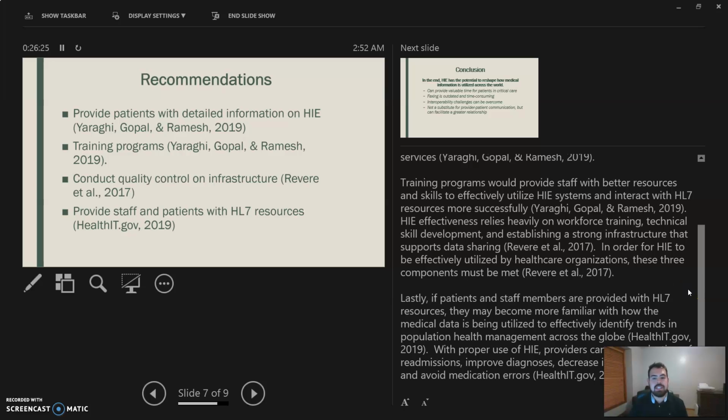Lastly, if patients and staff members are provided with HL7 resources, they may become more familiar with how the medical data is being utilized to effectively identify trends in population health management across the globe. With proper use of HIE, providers can see a reduction of readmissions, improved diagnoses, a decrease in repetitive testing, and avoid medication errors.